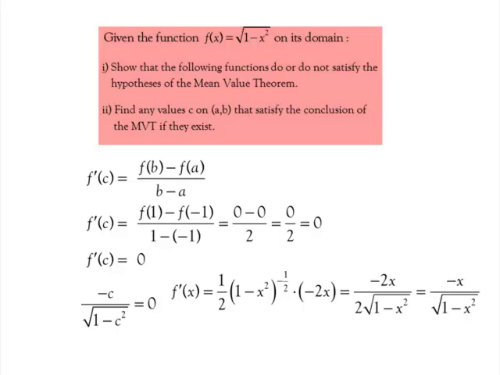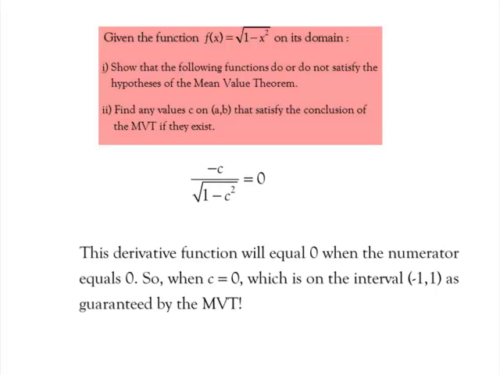I plug in c, and so now I have those two values equal to each other, and the place where this derivative will equal 0 is the place where the numerator is equal to 0. So in other words, c will be equal to 0, which indeed is on the interval negative 1 to 1, as guaranteed by the mean value theorem.